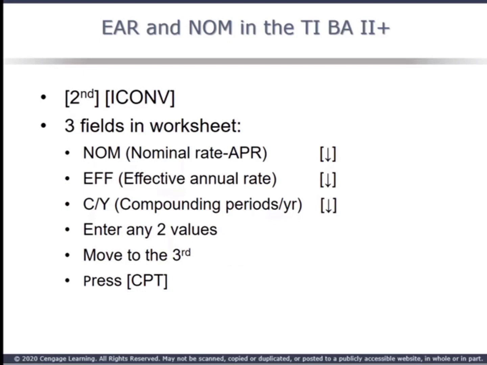Fortunately, your calculator has a worksheet called the iConvert worksheet, which performs these calculations for you. This worksheet only has 3 entries, nominal, effective, and C/Y, compounding per year. You must enter compounding periods per year. You can either enter nominal or effective and compute for the other one.